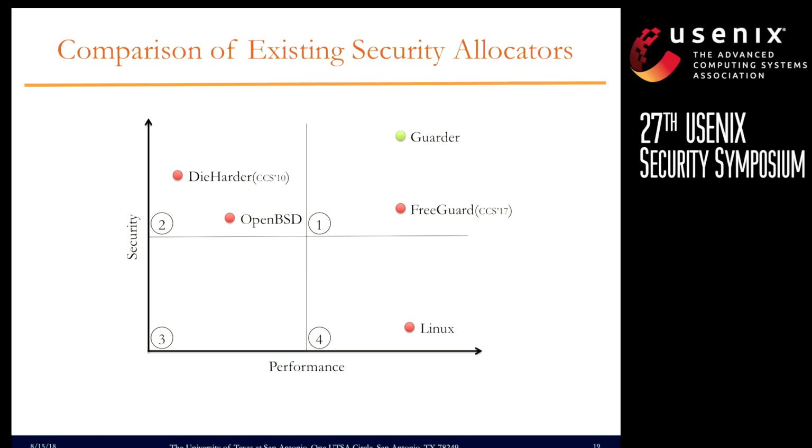So overall, this is Garter's position with regard to the allocators we've discussed. On one side, DieHard features strong security, but has the worst performance overhead. And on the other extreme, we have the Linux allocator, which performs very well, but has no security guarantee. In terms of both performance and security aspects, Garter provides the best combination of them both.